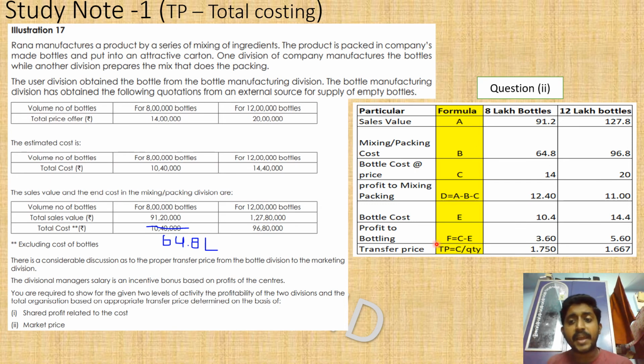Of course, the mixing and packing division is going to buy at the market price. We know the market value, which is 14 lakhs, and we know 8 lakh bottles we are going to buy. So 14 lakhs divided by 8 lakhs is the purchase price. The purchase price is nothing but the transfer price from the bottling section to the mixing and packing section. So the transfer price is very simple here. Market value determines the respective quantity. In this case, the quantity is 8 lakhs. For the other case, 20 lakhs is divided by 12 lakhs, so 1.667 will be the transfer price. This is a very simple case.